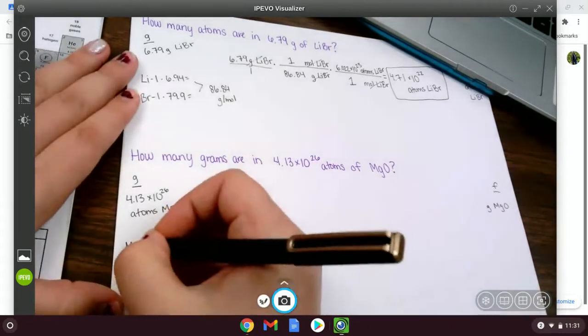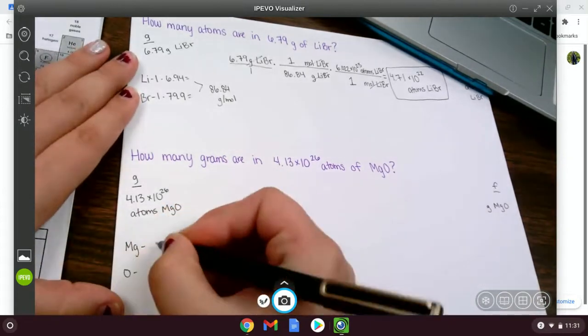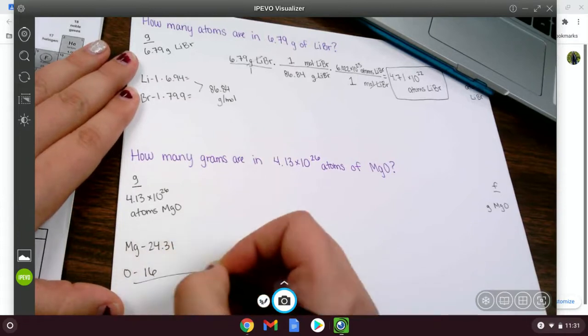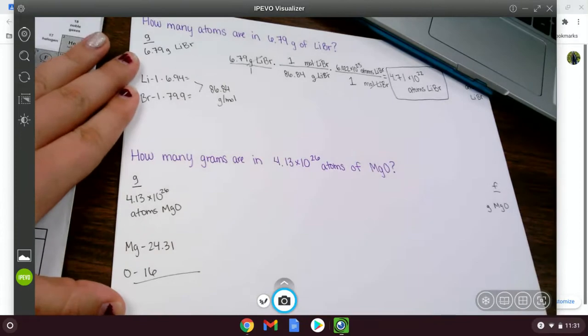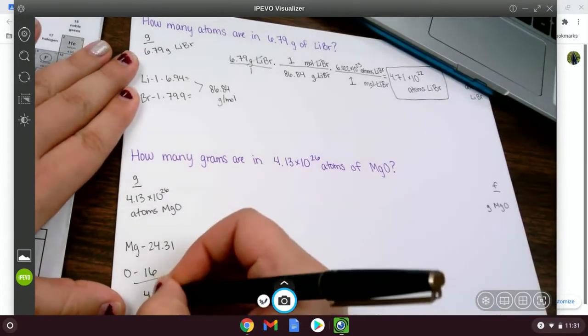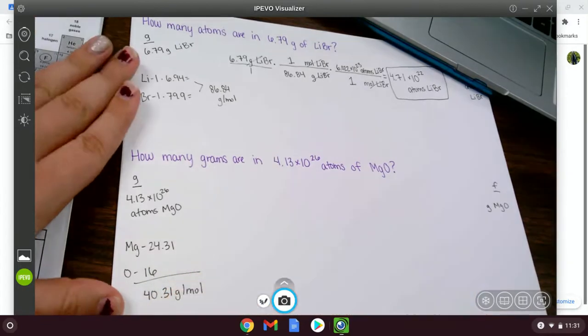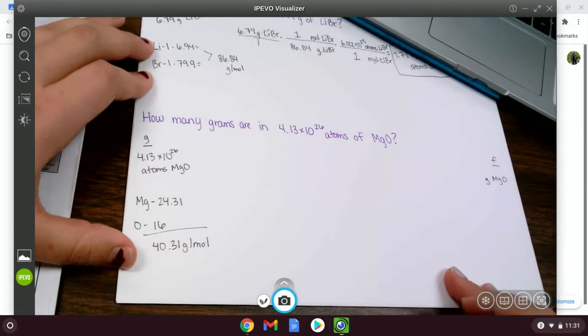I'm going to calculate molar mass. So let's do that down here. 24.31, 16. Add those up. There's one of each. And we get 40.31 grams per mole. So now I'm ready to go. I'm ready to set this up.